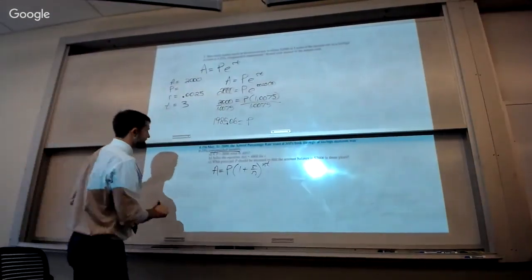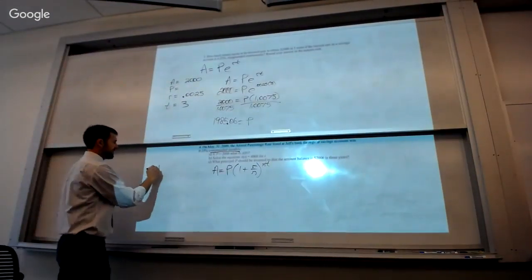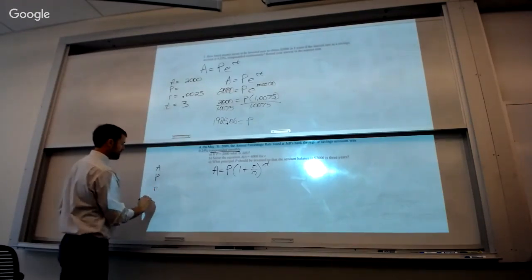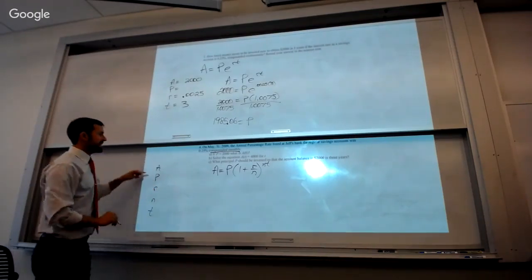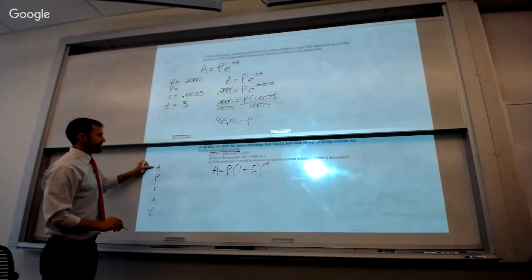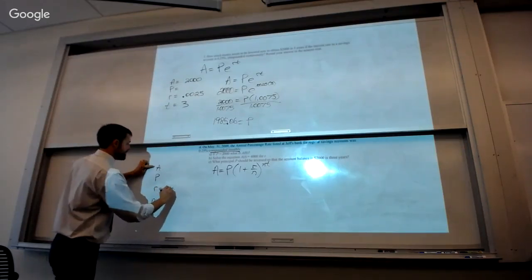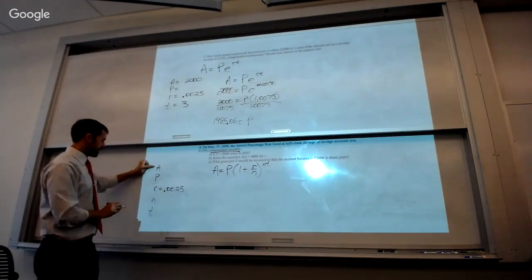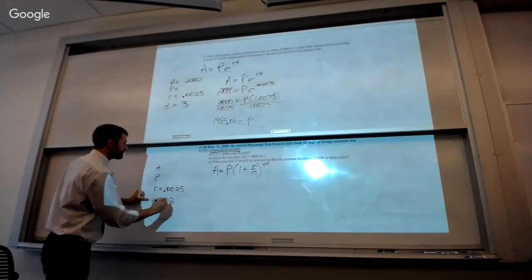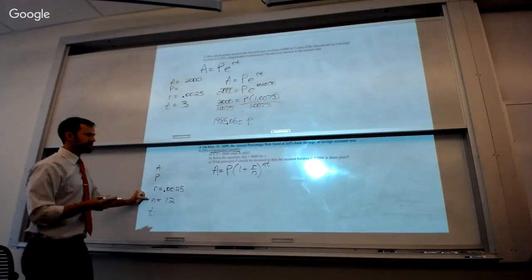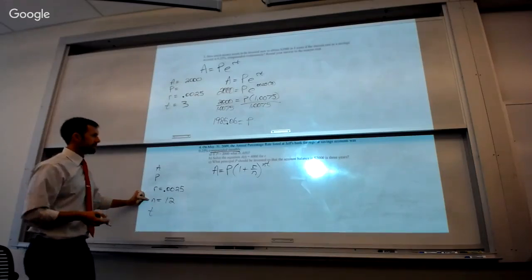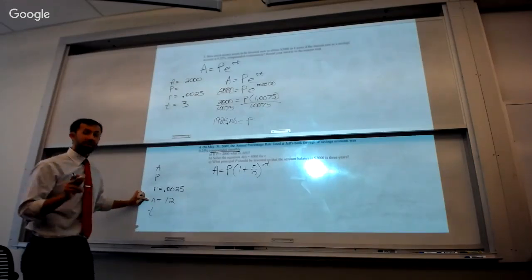So again, let's diagram what we know. So we have A, P, R, N, and T. So let's start at the beginning. It's 0.25%, so that's 0.0025 after you move the decimal twice. It's compounded monthly, so N equals 12. And that's actually all we know so far. This is his bank account. So we're going to start with part A.